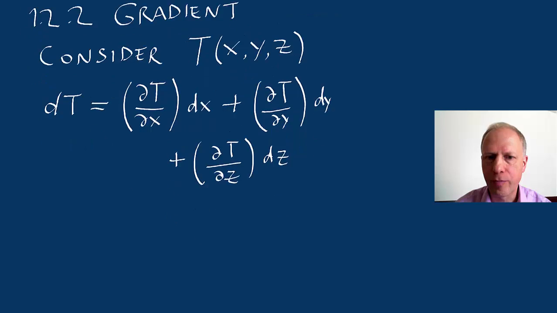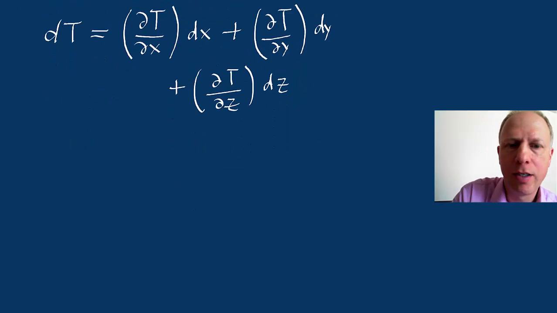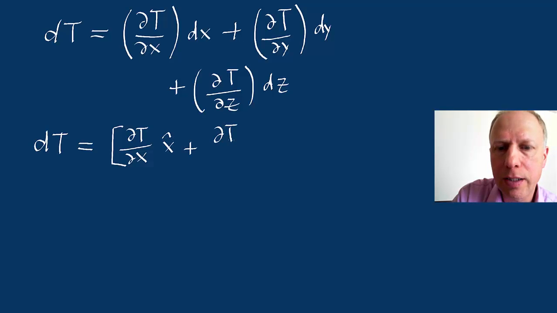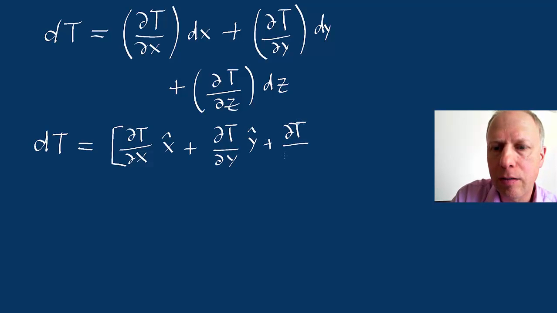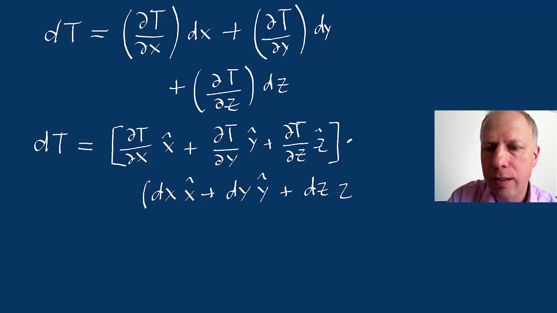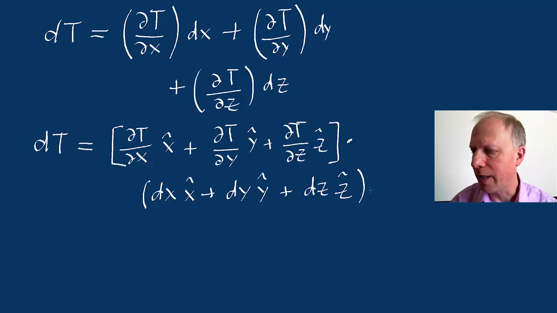That's very good. Notice that the same quantity results if I form the dot product of two things. The first thing is dT/dx x hat plus dT/dy y hat plus dT/dz z hat, and the second quantity in the dot product is dx x hat plus dy y hat plus dz z hat. That's our infinitesimal displacement vector.